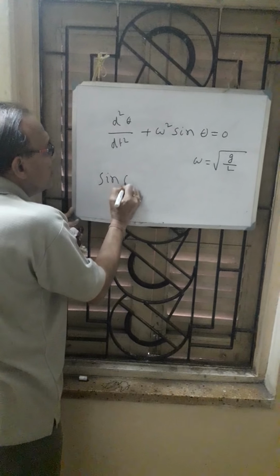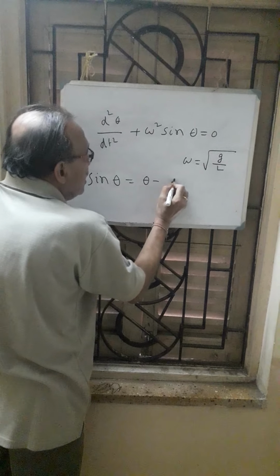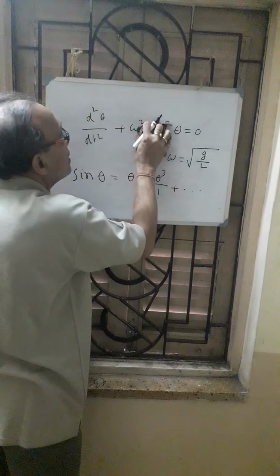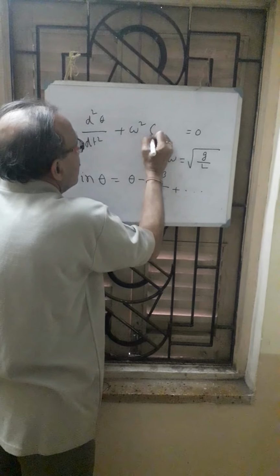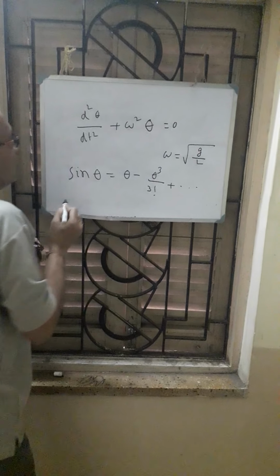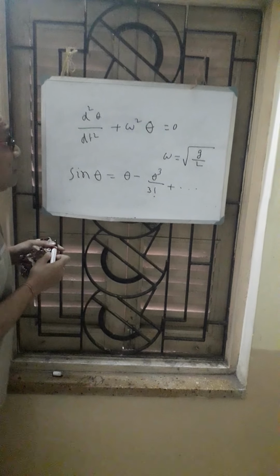I know Taylor series, sin theta equals theta minus theta cube by factorial 3 plus go on and on. Theta small, and theta must be in radian. It must not be in degree. It must be dimensionless, as I discussed many times. I replace sin theta by theta. This is 0. Therefore, you now come to the next point.